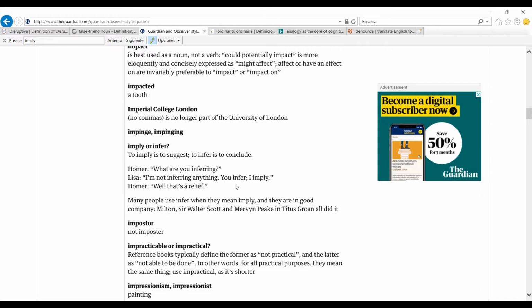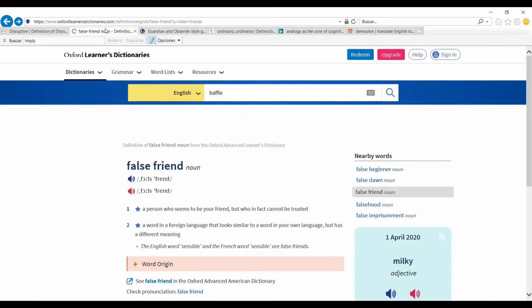But why? Why would they confuse these two words? Well, basically because these words imply and infer are Latinate words, right? The words of Latin origin, and they do not see through them the way we do, right? Sorry, let's go back.